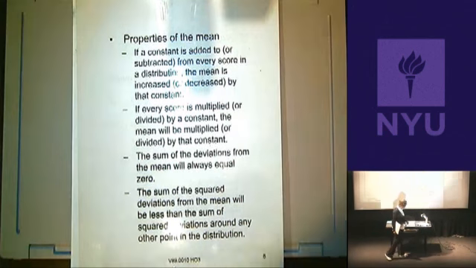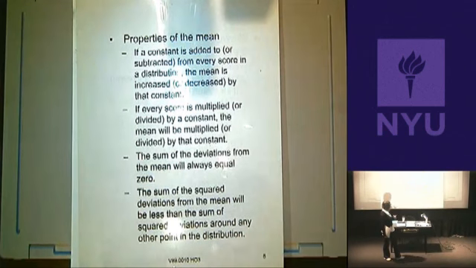This third thing, we've talked about the sum of the deviations from the mean will always equal 0. That's called, anybody remember? The fact that all the deviation scores will add up to 0. Yeah, the zero-sum principle. And then the last thing here, the sum of the square deviations from the mean will be less than the sum of square deviations around any other point in the distribution.